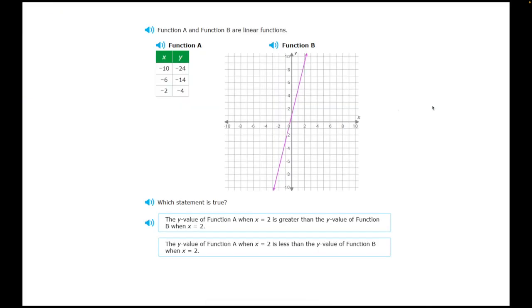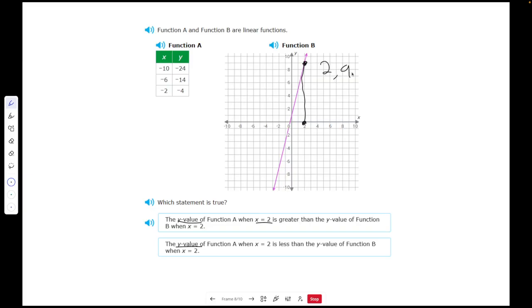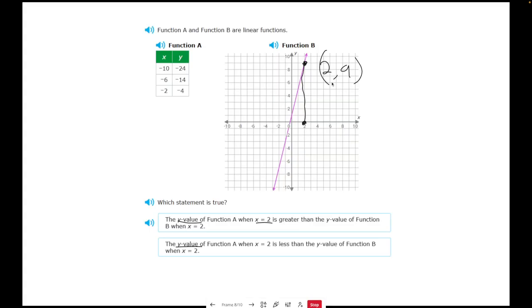All right, this last type of problem is asking you not about slopes, not about y-intercepts, but about y values, okay, y values. So function B is the easiest, right? When x equals 2, so when x is 2, where is the graph? The graph is at 9, right? So 2, 9. Now for function A, that's not on the table.